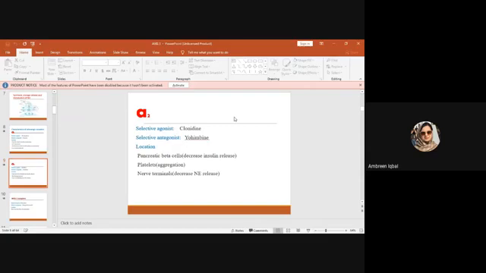The second point about alpha 2 is alpha 2 are present on the platelets. On the platelets, they promote platelet aggregation. They are also present on the nerve terminals. They decrease the noradrenaline release here.